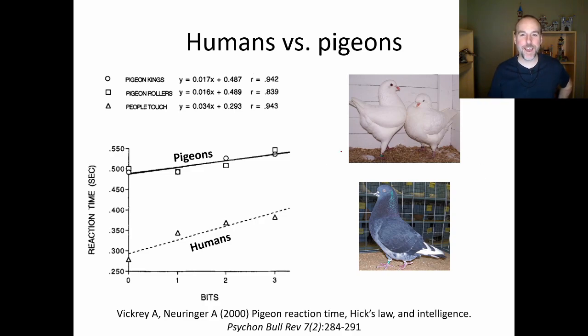So they had humans do the Hick-Hyman task, and they looked at the human slope value. Here's humans, people, and there's the slope value. Then they had two different breeds of pigeons. I don't know if one breed is smarter than the other, but they had them do the Hick-Hyman task and looked at their slope values. Remember, the hypothesis is that the smarter animals, humans, should have a smaller slope. But they found the opposite. Pigeons had quite a bit smaller slopes than humans. So if it's true that the smaller the slope, the smarter you are, then pigeons should be smarter than humans.